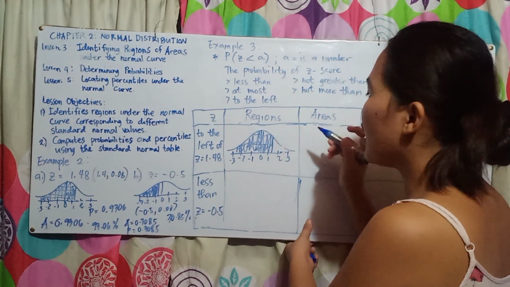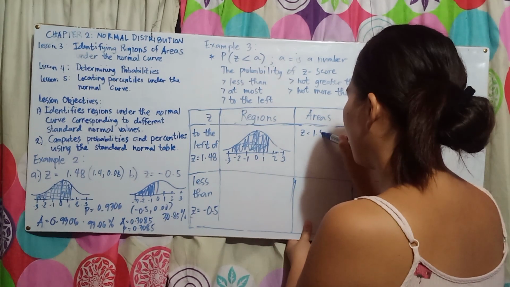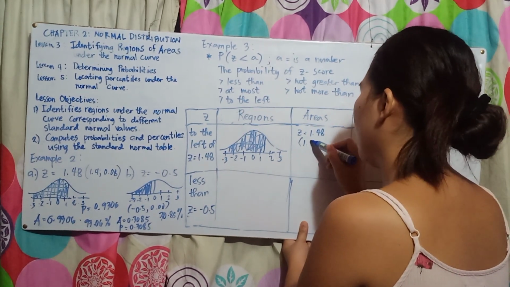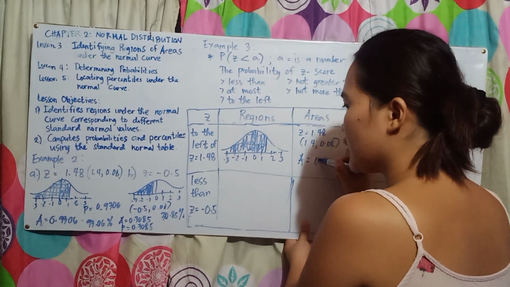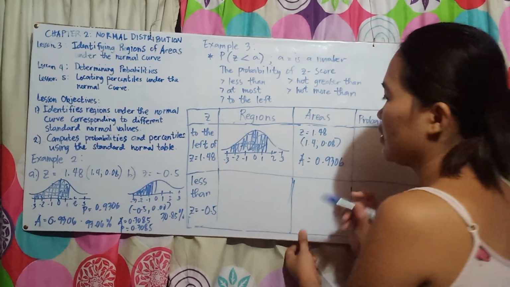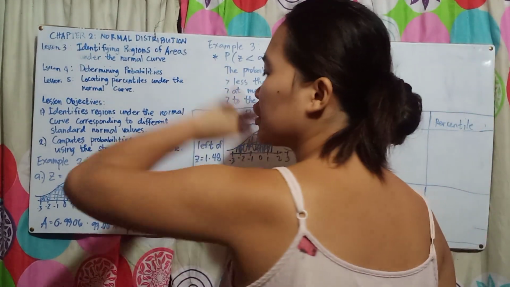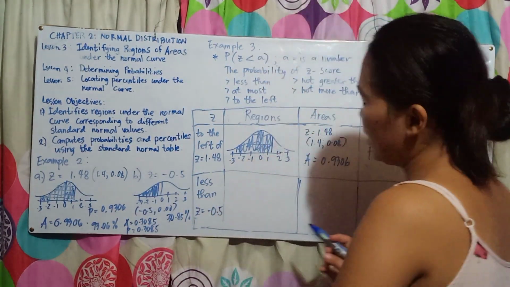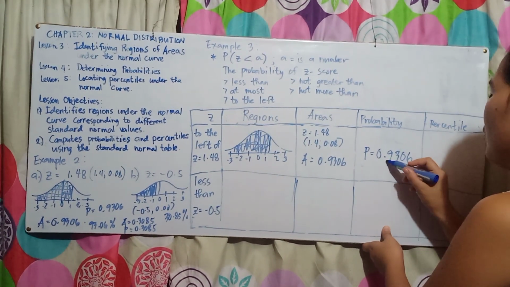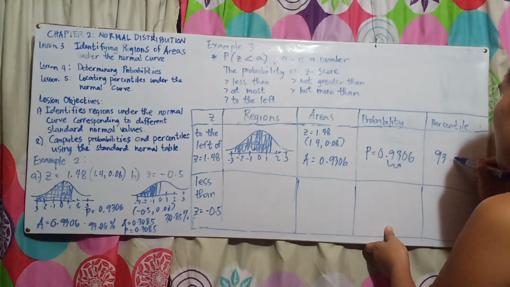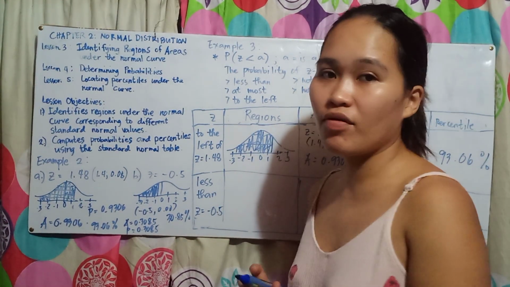Okay, next is areas. Since the given is to the left, z equals 1.48, split into 1.4 and 0.08. So, the area is 0.9306. The area and probability are the same, as long as the shaded portion goes to the left. The percentile, we just move 2 decimal places, 93.06%.